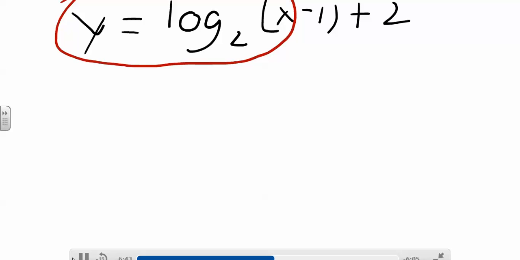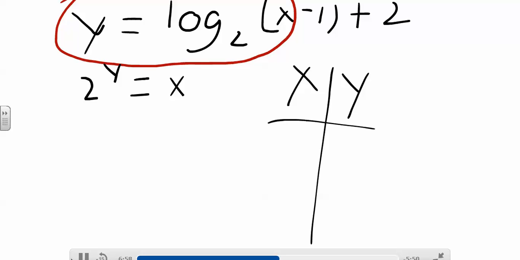This is going to be really important. I think transformations are going to be your best bet. So we're going to do the same thing we did just a minute ago. I'm going to rewrite it as 2 to the y equals x, make my table. Remember we picked y, so negative 2, negative 1, 0, 1, and 2.